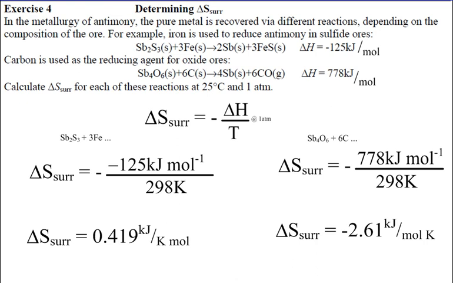0.419 kilojoules per mole Kelvin for the antimony sulfide, and negative 2.61 kilojoules per mole Kelvin for the antimony oxide. This isn't as neat over here, 0.419, so let's change it into just joules, because on any table that you might be given, it's going to be in joules, because they won't give you a decimal point like this. That's kind of hideous. So if we multiply this by 1,000, we end up with 419 joules per mole Kelvin.